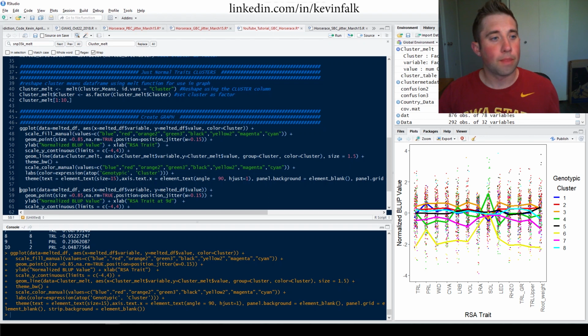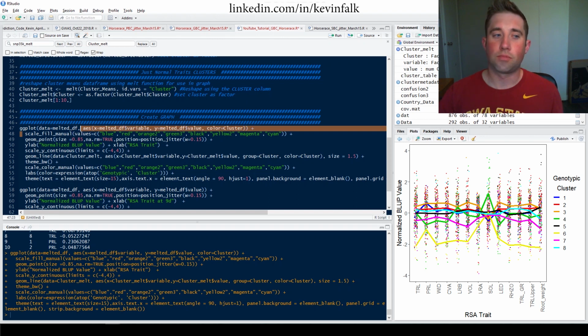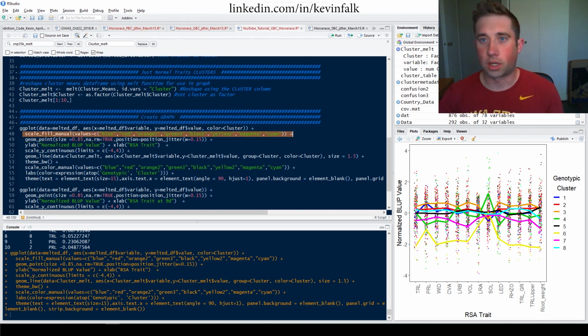So to create the dots, we went through this. We wanted x being the variable, y being the value. We want there to be different colors. As you can see, the different dots are different colors, and they're based on the cluster. So there's 8 different clusters, and you can see here on the right hand side in the legend the 8 different colors. And you can choose what colors you want, and I just wrote them in here using blue, green, red, orange, what have you.